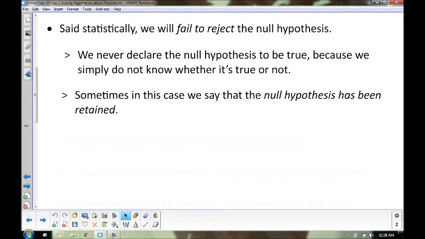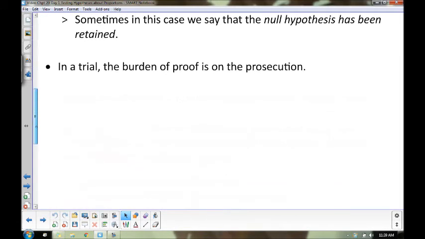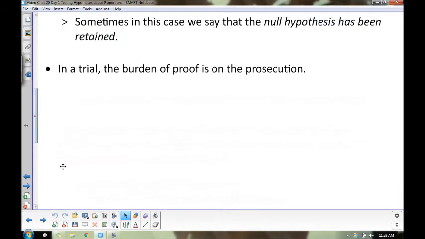So in other words, sometimes we say that the null hypothesis has been retained. We're not going to use those words. We're just usually going to say that we failed to reject. For example, in the case of the jury, they failed to reject that the defendant is actually innocent. So in trial, the burden of proof is on the prosecution. It's the prosecution's job to get that reasonable doubt, to get enough evidence so that the jury believes beyond a reasonable doubt that the defendant is not innocent.